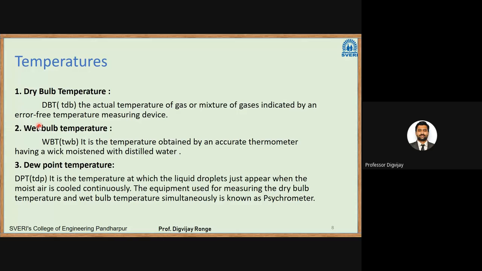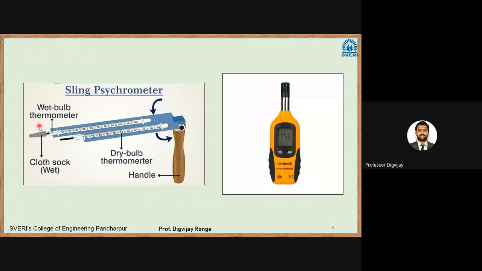So I'll show you one diagram. It is there on the next slide. Then we'll see what the dew point temperature is. Previously they were using a device called a sling psychrometer. Sling psychrometer, the name suggests. There is one handle here and there is a joint here. This joint will give the sling motion to the device.